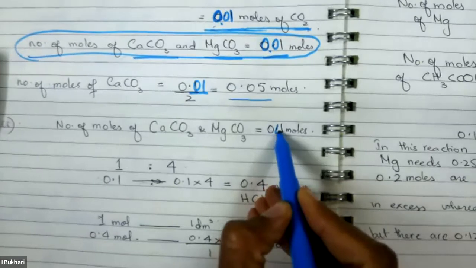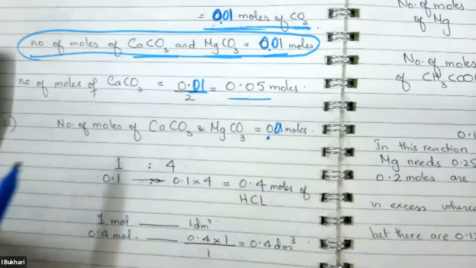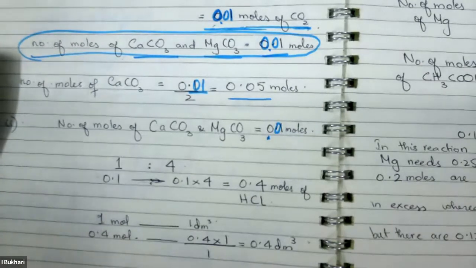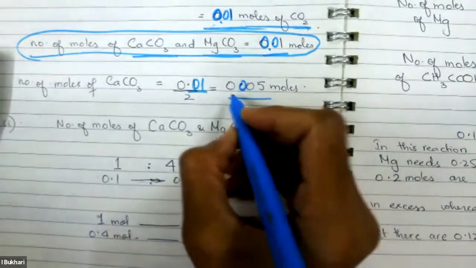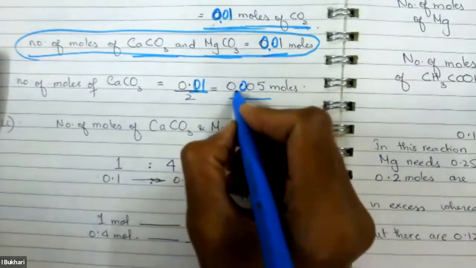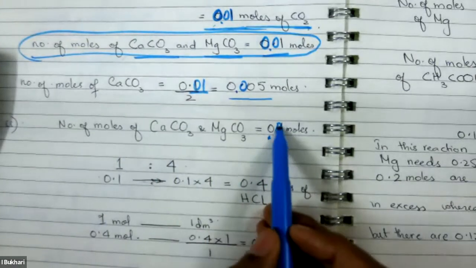So this was wrong. 0.01. This will also be changed. 0.01 divided by 2 is 0.005. Right. So number of moles of this is 0.01 moles.